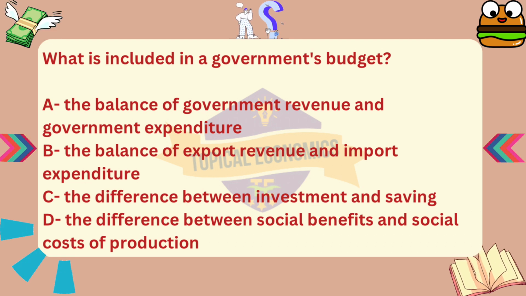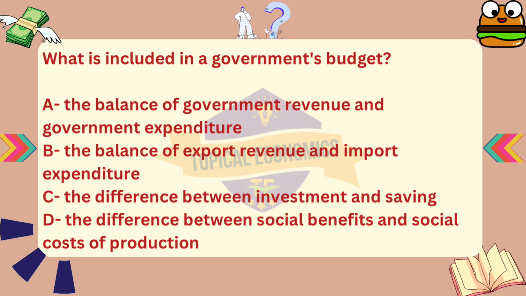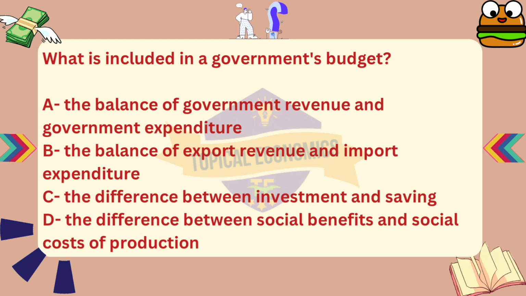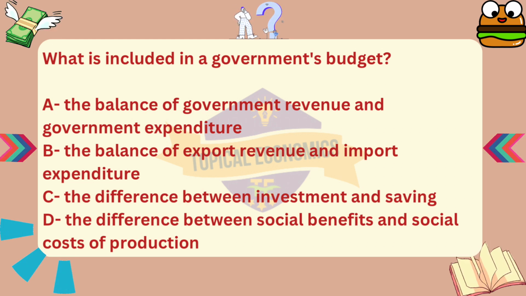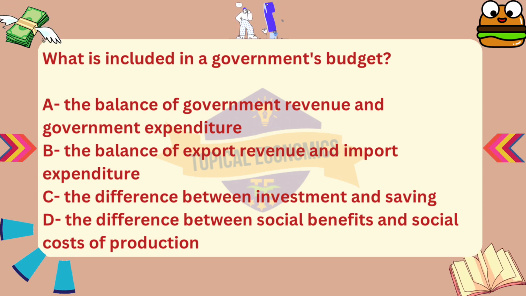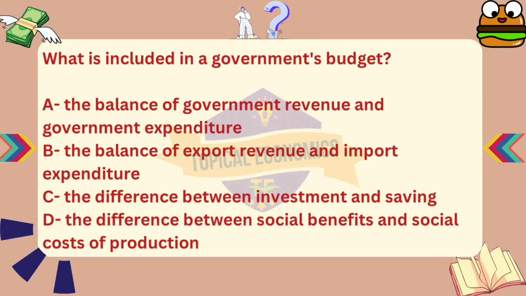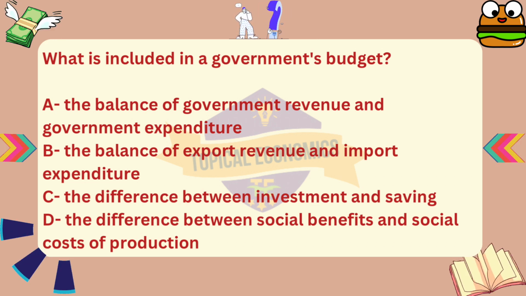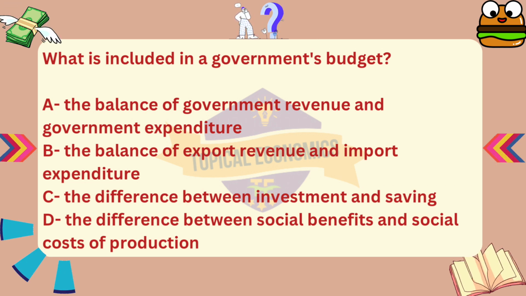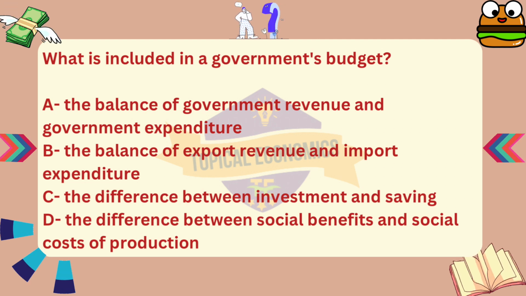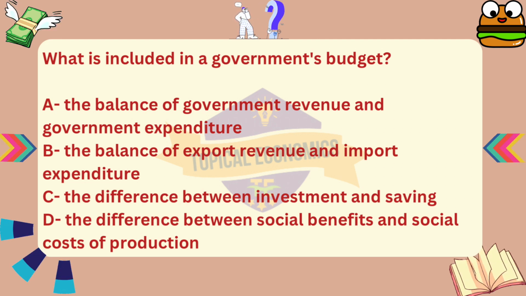The correct answer for this question is option A: the balance of government revenue and government expenditure. A government's budget outlines its financial plan for the year, detailing expected revenues, such as taxes and other income, and expenditures, such as spending on public services, infrastructure, defense, and social benefits. The balance of revenue and expenditure is crucial, as it determines whether the government will run a budget surplus (revenue exceeds expenditure), a deficit (expenditure exceeds revenue), or be in balance (revenue equals expenditure).